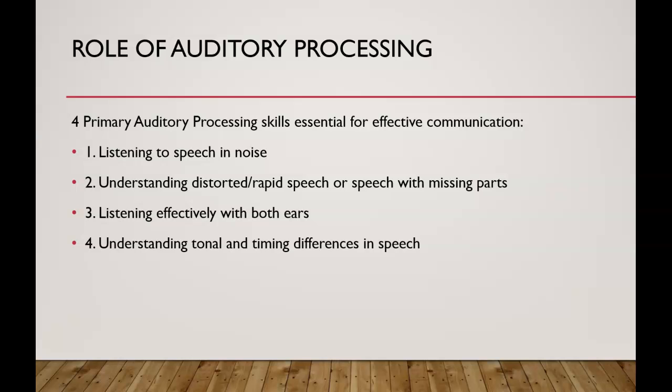The role of auditory processing: actually there are 4 primary skills. The first is being able to listen to speech and noise, and also to understand that speech in noise. When we have a normal system, that normal system is able to pull out what's a wanted or desirable message, such as speech, and push back the noise. When people have problems processing, they have some difficulty doing that.